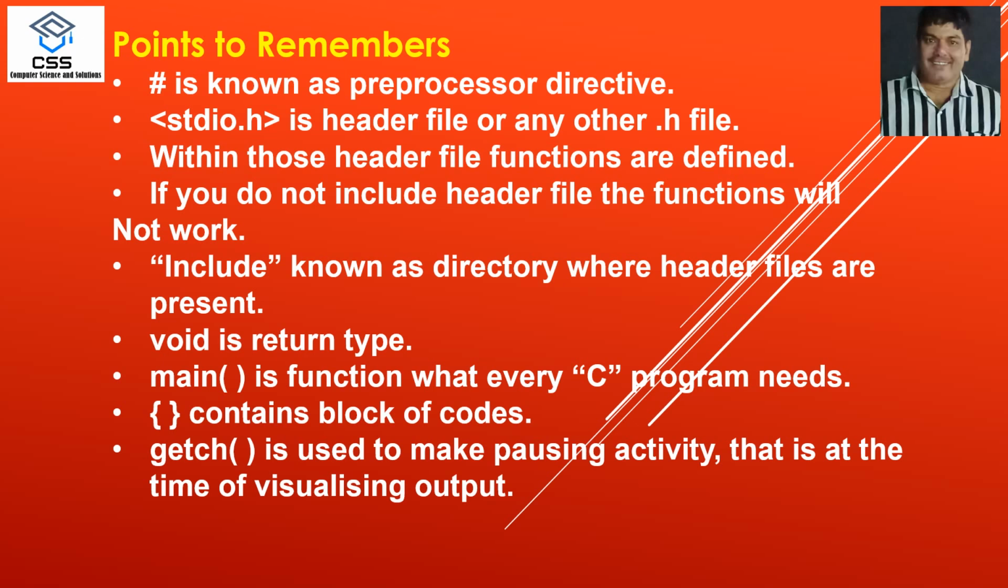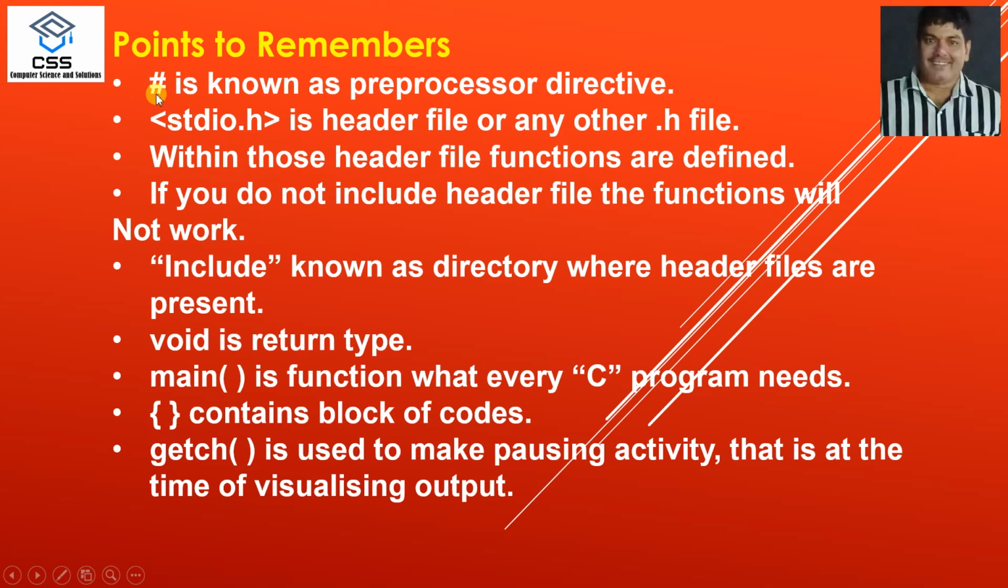Related to all the statements written here, as we discussed, hash is the preprocessor and stdio.h is the header file. Like stdio.h, many other header files are there. How can you know it is a header file? A file whose extension is given as .h is known as a header file. All header files are present in the directory.